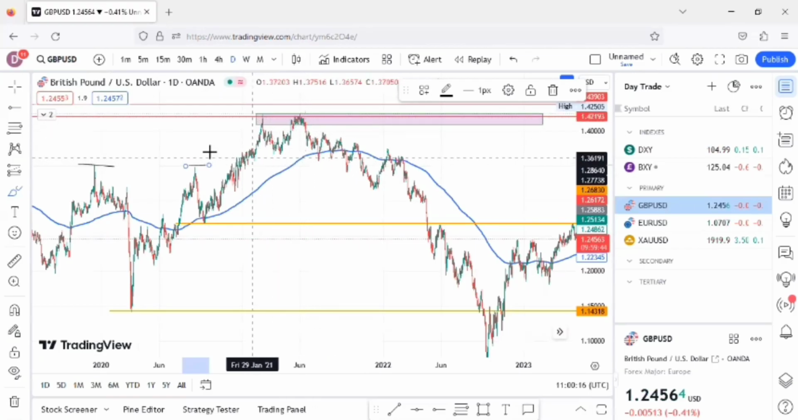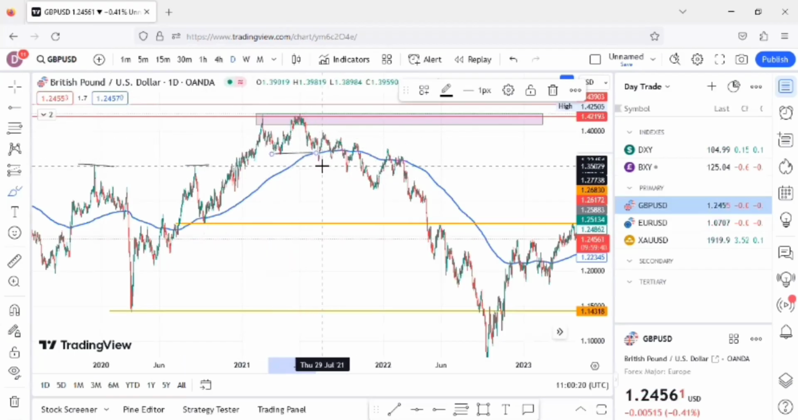Then we have a pullback, and at this point we have what? A break of structure. At this point we have a break of structure to the downside, which is a change of trend or change of character. So after that change of character, there is a breakdown over here. Market pulls back again. Okay, now at this point, it has created a supply. So we have presence of sellers here right now. So you now wait for price to come back to that level.